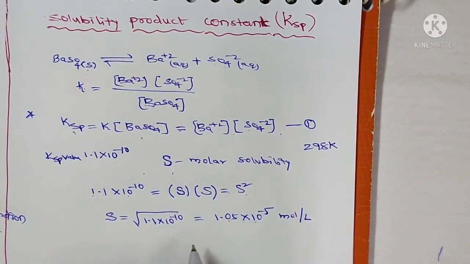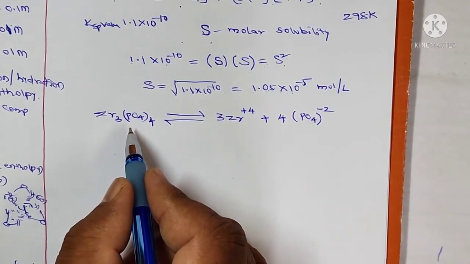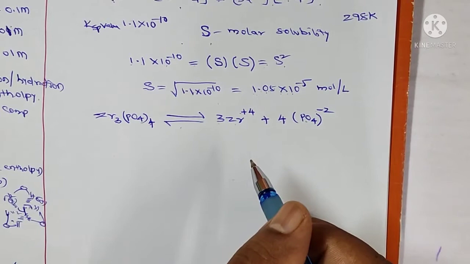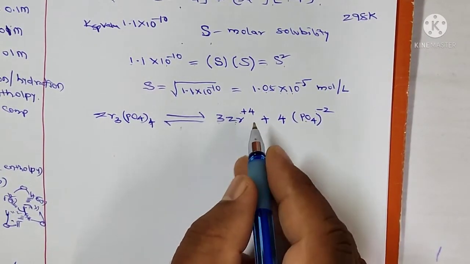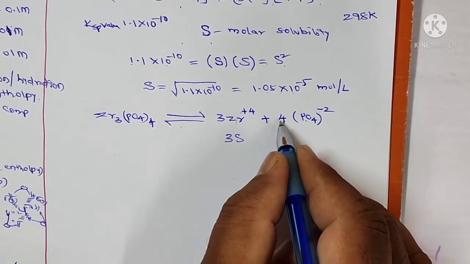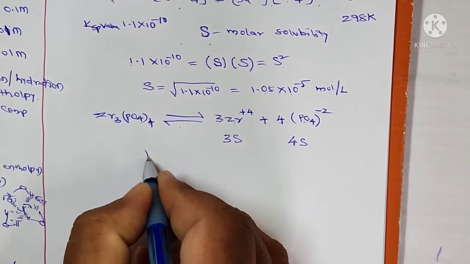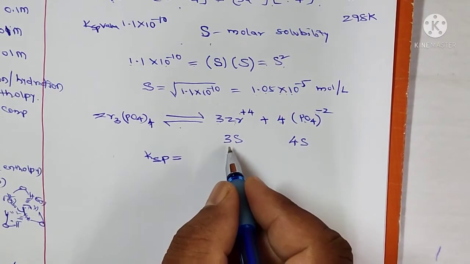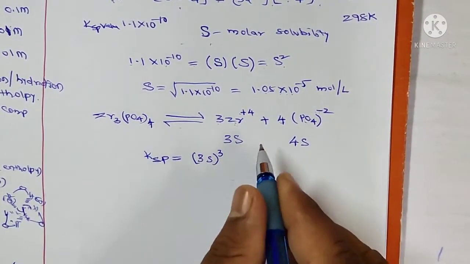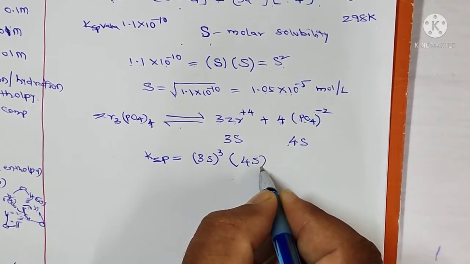Then let me take an example for ions carrying different charges. So here I am taking zirconium phosphate. So zirconium phosphate gives Zr4+ plus 4 moles of PO4 2-. So here the molar solubility of Zr4+ is 3s. And the molar solubility of PO4 2- is 4s. So the solubility product of zirconium phosphate KSP is equal to the molar solubility of Zr4+, 3s to the power 3, into the molar solubility of PO4 2-, so here 4s to the power 4.